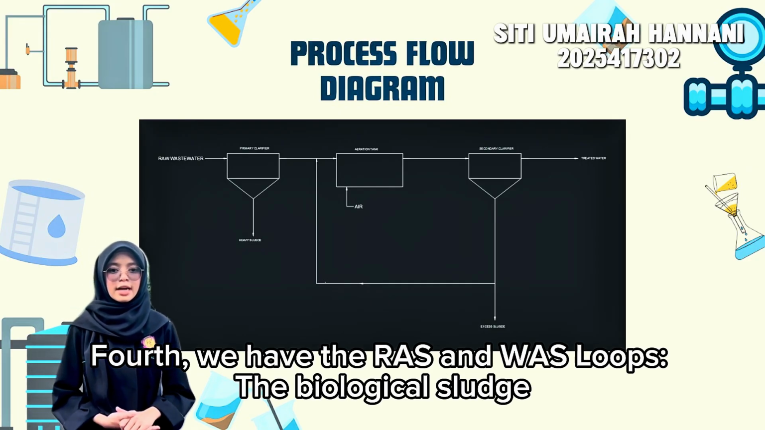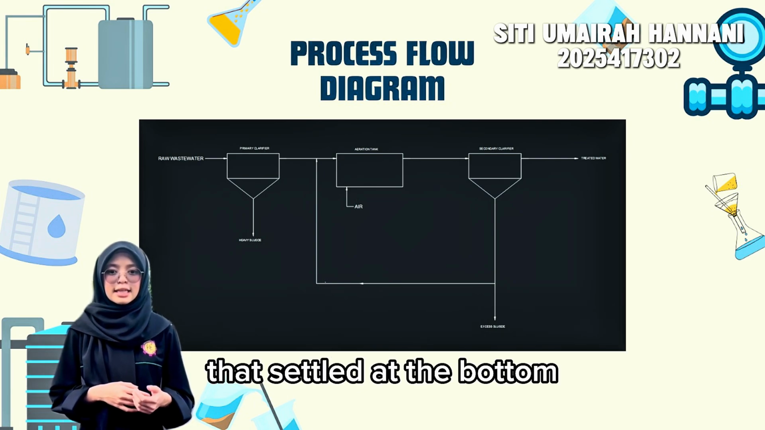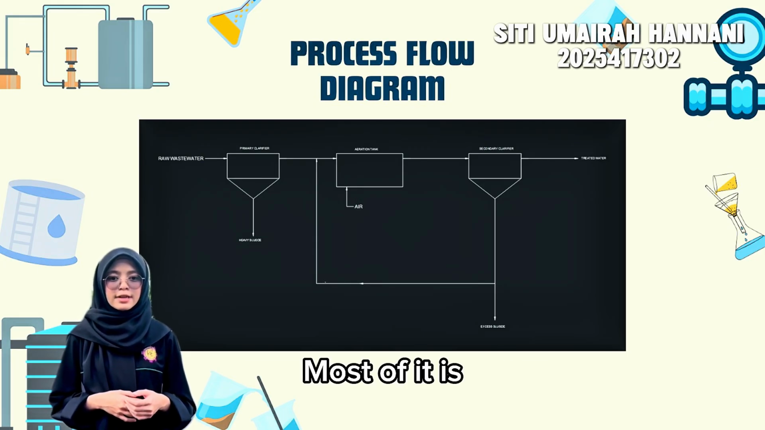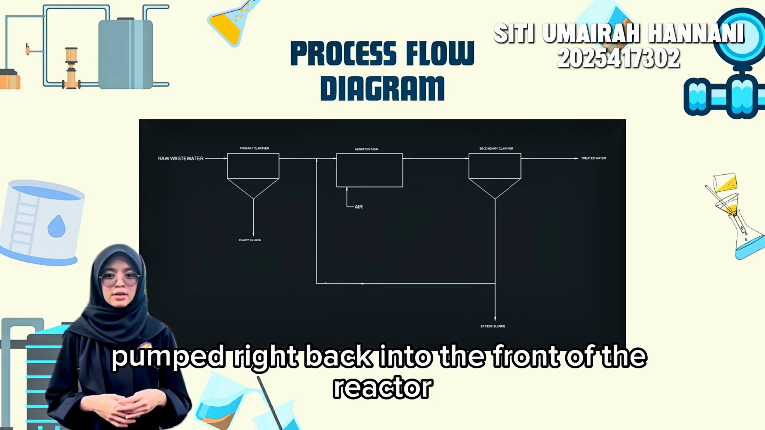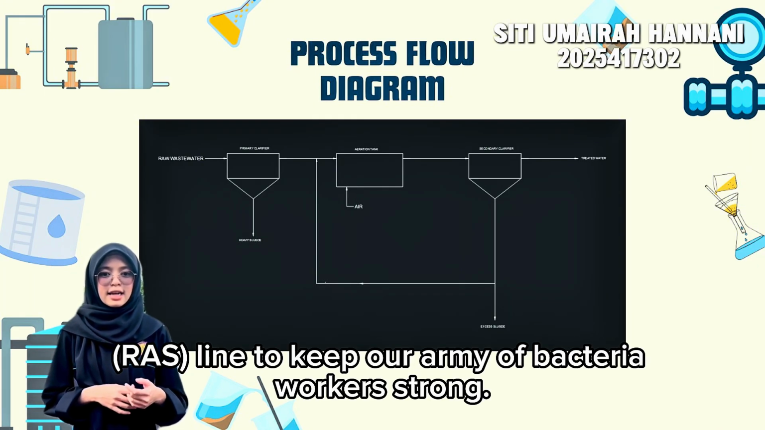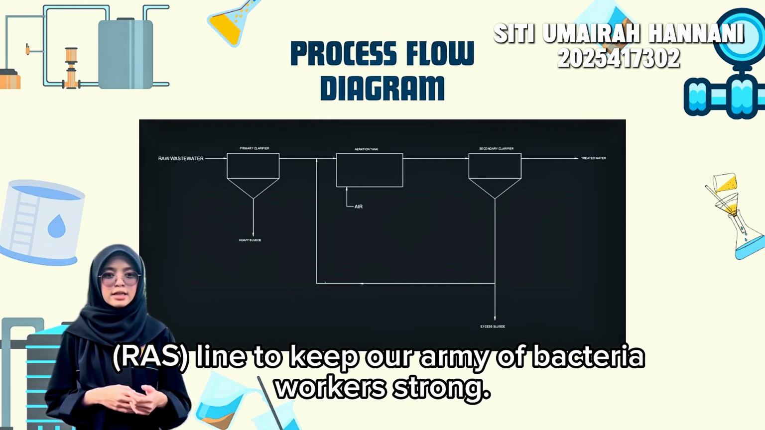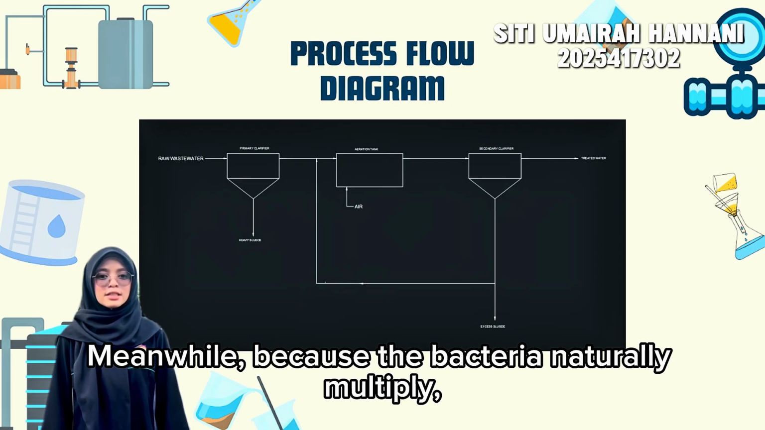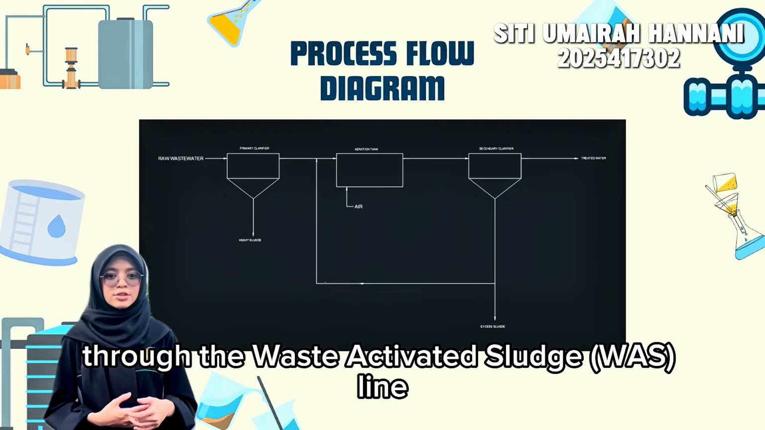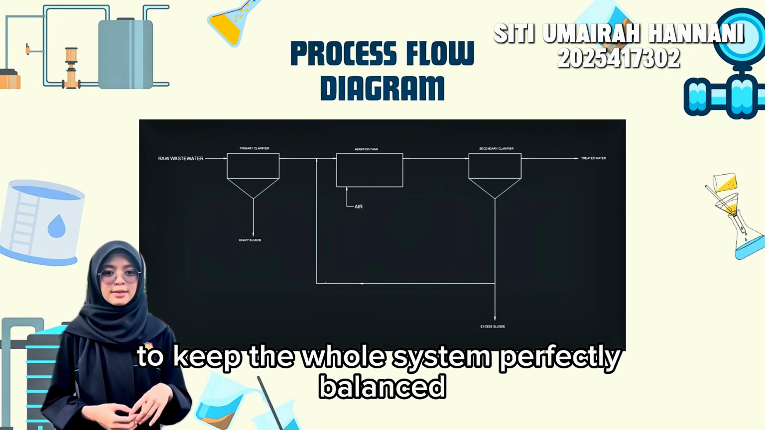Fourth, we have the RAS and WAS loop. The biological sludge that settles at the bottom is split into two pipelines. Most of it is pumped right back into the front of the reactor through the return activated sludge (RAS) line to keep our army of bacteria working strong. Meanwhile, because the bacteria naturally multiply, any excess sludge is permanently purged out through the waste activated sludge (WAS) line to keep the whole system perfectly balanced.